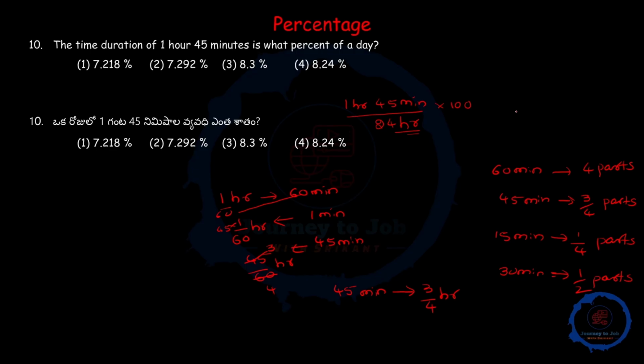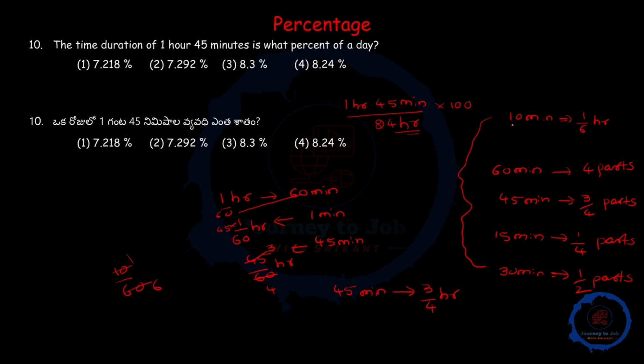And 10 minutes means how much? 1 by 6 hour, because 1 minute means 1 by 60 hour. 10 minutes means 10 by 60 hour. 10 by 60 means, dividing by 10, 1 by 6 hour. You have to remember all these. This is very important, a very important subject related to time to fraction.